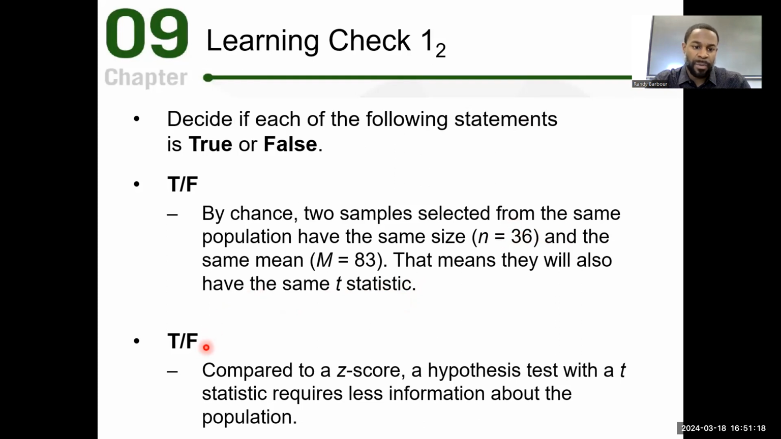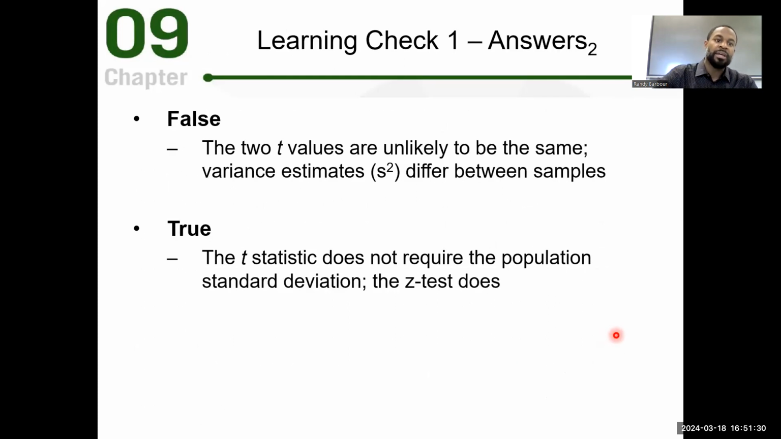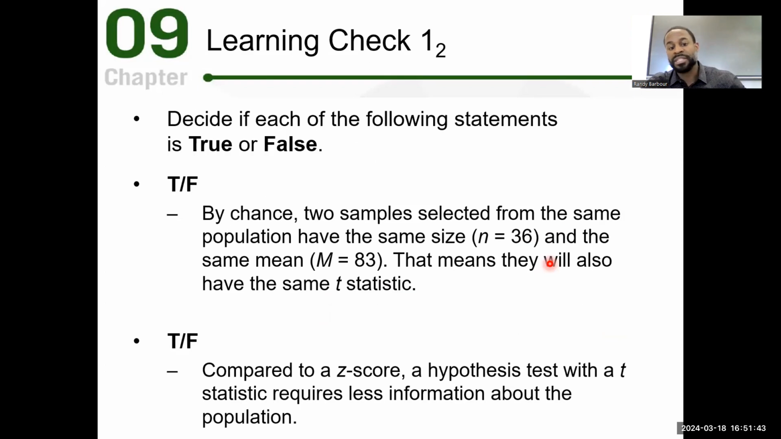For the second one, compared to a z-score, a hypothesis test with a t-statistic requires less information about the population. That is true, okay? So the first one is false. The second one is true because the t-statistic does require less information. You don't have to know the population standard deviation, so it requires less information to compute your t-statistic. All right.